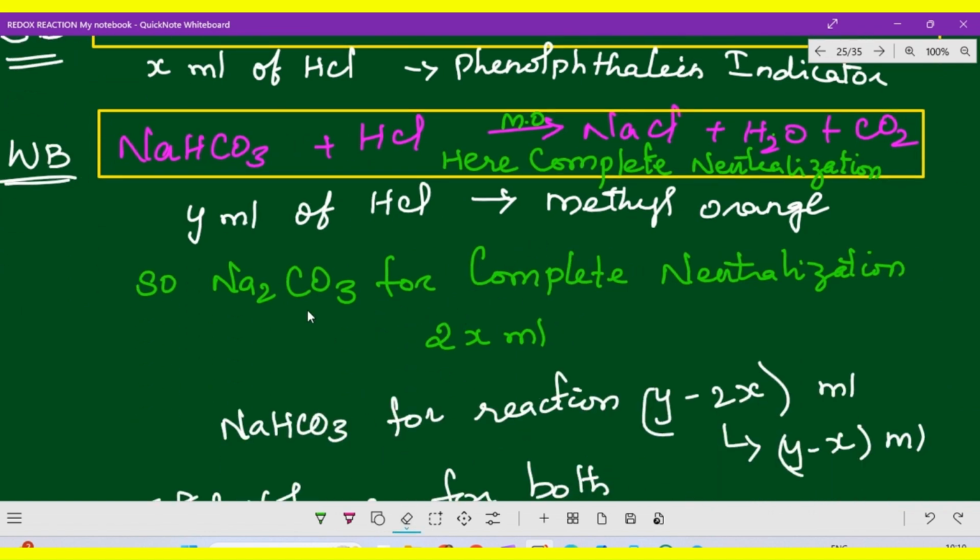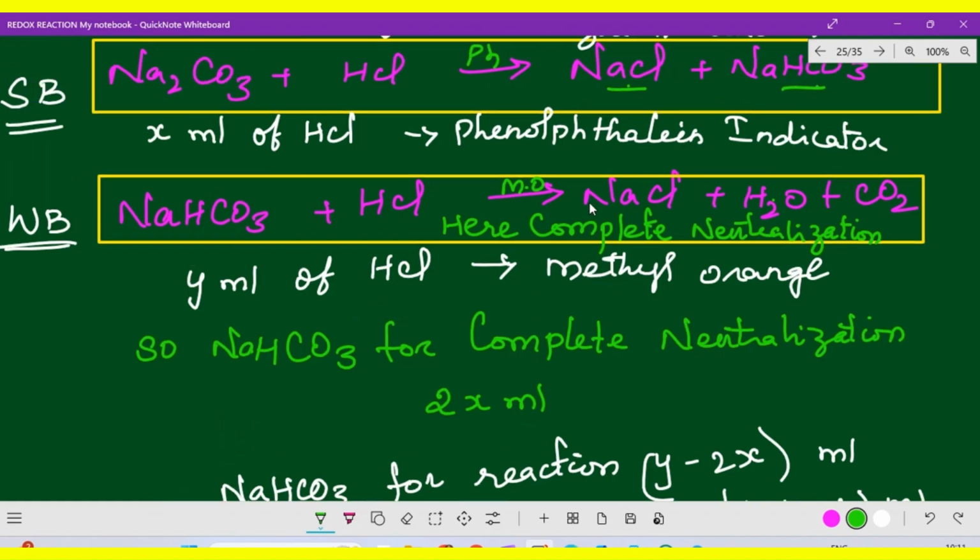Here I just mentioned NaHCO3 for complete neutralization. So you will get here methyl orange. What purpose are we using methyl orange for, and what purpose are we using phenolphthalein indicator for? I hope you got the clarity.